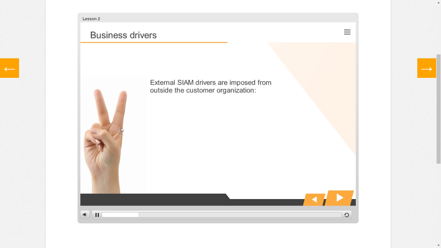External drivers are imposed from outside the customer organization. You can see the 2 drivers in this group here. SIAM might be mandated by an external policy from a parent organization or a government policy. Let's look at corporate governance in more detail.